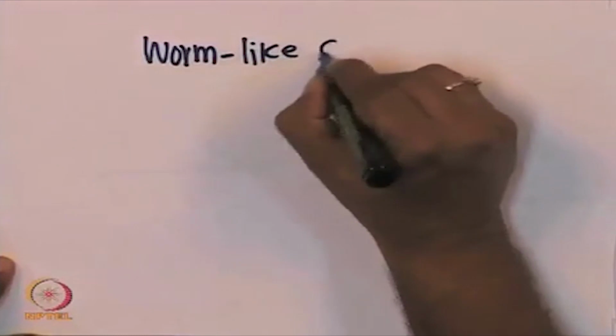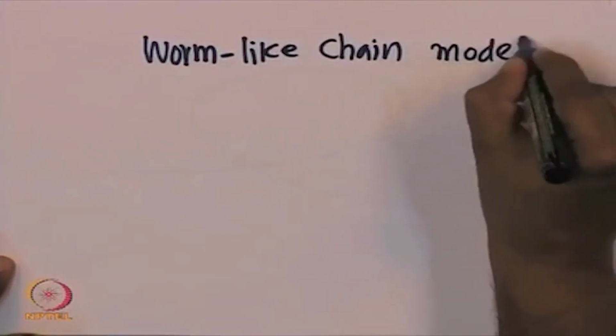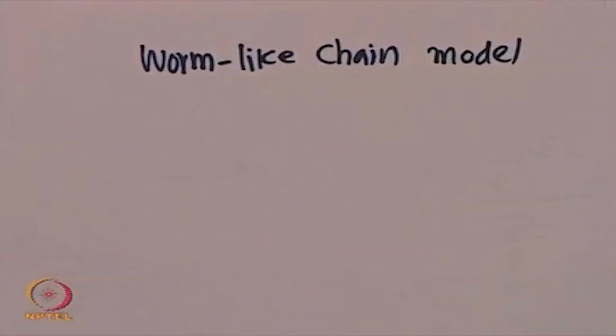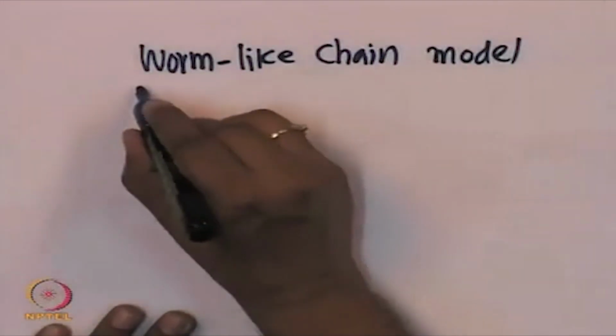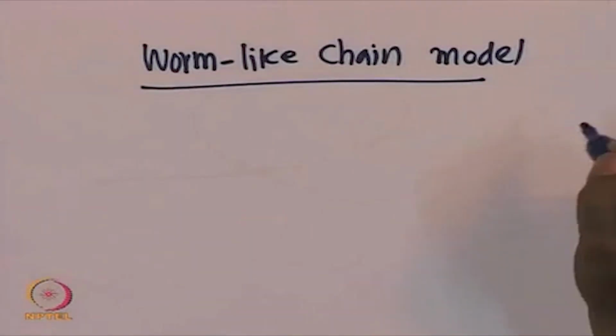Worm-like chain model. So, this is a good model for conformations of double stranded DNA.